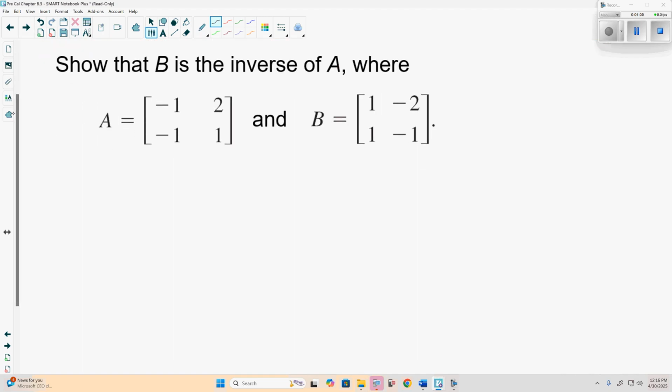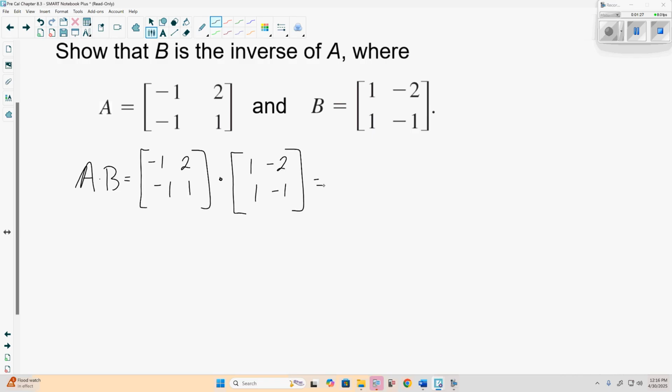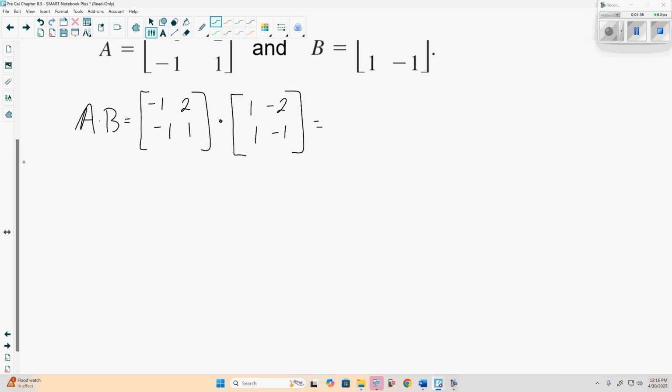So, if we want to show that these two matrices are inverses, all we need to do is multiply A by B and get the identity. Because if we multiply these together and get something other than the identity, then they are not inverse matrices. We can do this by hand. It's over and down. So we go over and down.